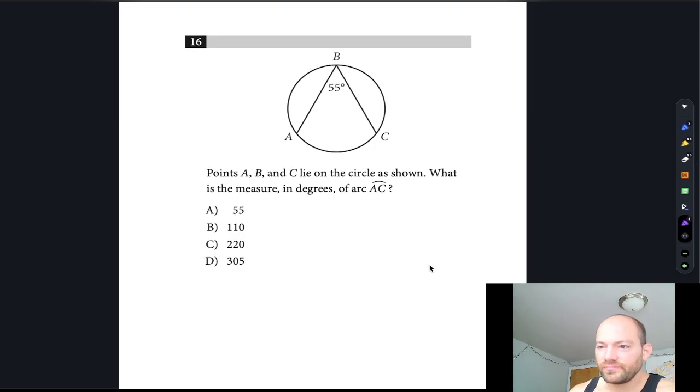Interesting. Points A, B, and C lie on the circle as shown. What is the measure in degrees of arc AC? Okay, we didn't talk about this in the previous video about the measure of an arc in degrees. So when you have an arc AC, they measure it in a couple different ways. One of them is, of course, just the piece of the circumference, like we've talked about, like the literal length of the arc. But they'll also use this term measure of the arc.